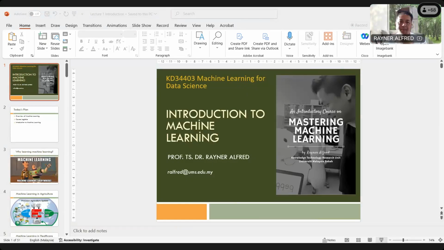So for the first session for this course, we will look into the overall structure or the overall framework that we want to study berkaitan dengan machine learning ini lah. Okay. So today's plan is to get an overview of machine learning, and we look also the cost logistic and a brief introduction to machine learning.